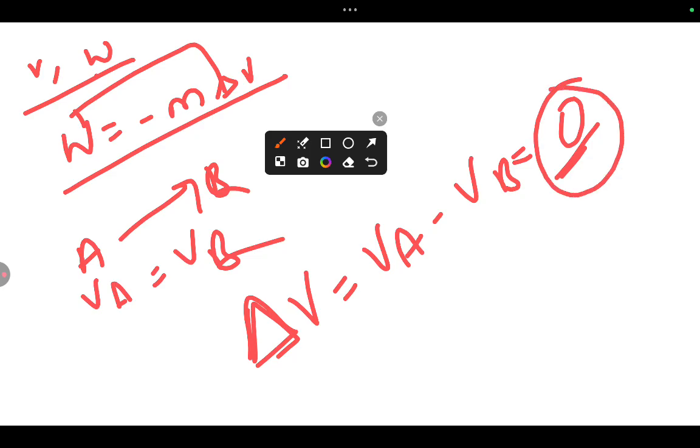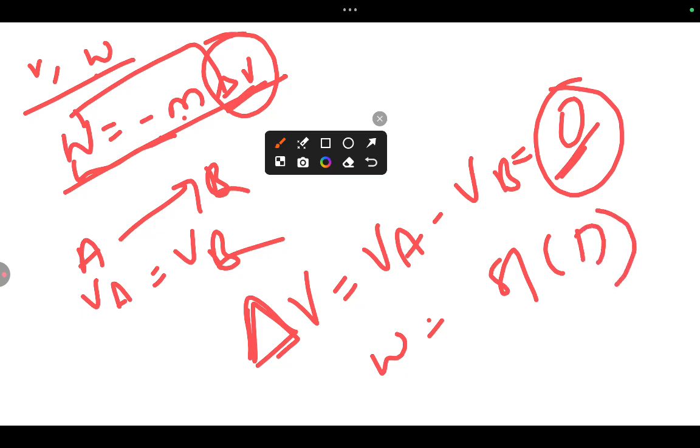So here the work done will be 0, 0 into something is 0, so the work done will be 0. So your answer is that no work is done by gravity on an object moving from A to B. So the answer to question number 81 is option D.